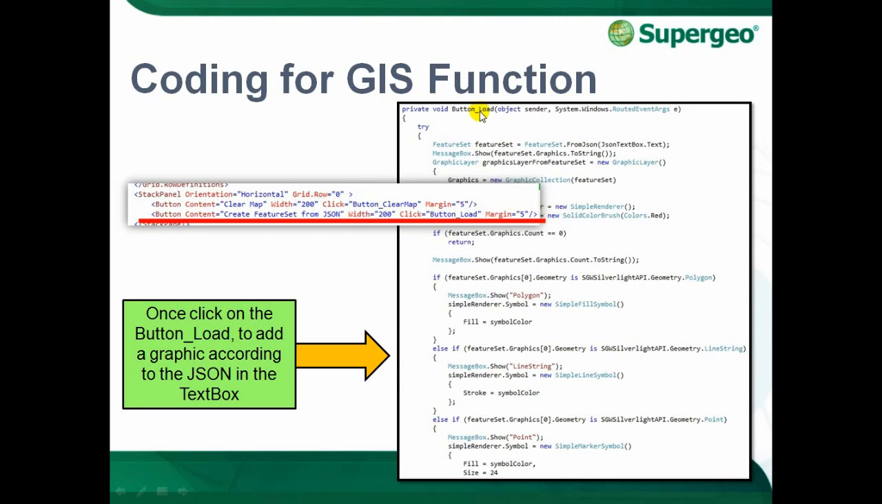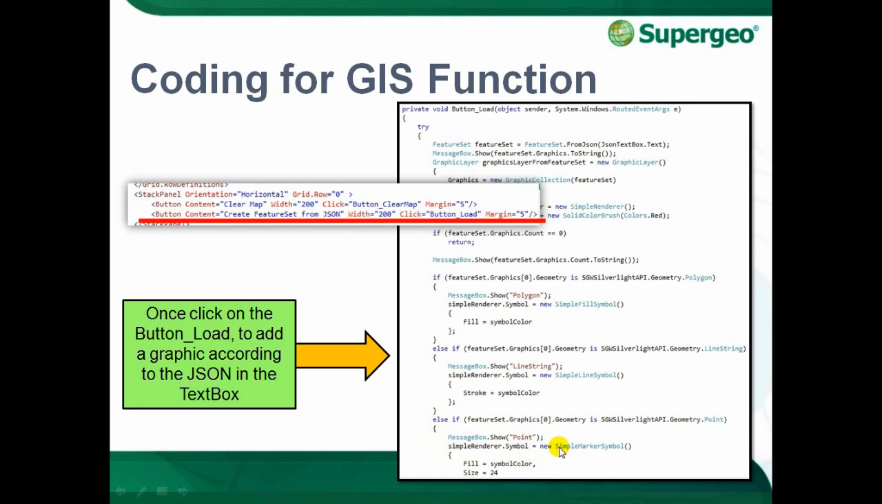After we click on another button, it will load in the JSON text. And then to create the graphics, it will decide the geometry. If the geometry is set as a polygon, it will enter here. If the geometry is set as a line string, it will directly enter here. And because we set the geometry as a point, it will go directly into here, and we can set the color and the size here for a point.